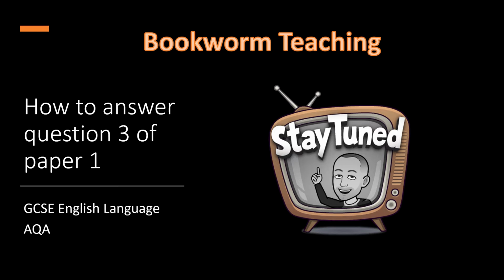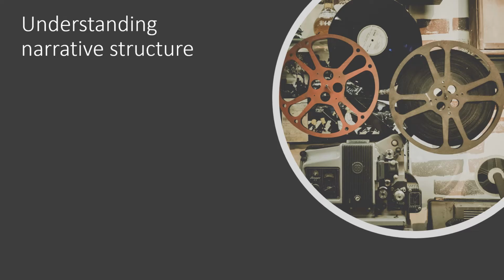Hi guys, today's lesson is on how to answer question 3 of paper 1. This is for GCSE English Language for AQA. So first thing is understanding narrative structure. This is how a story is put together. So there's some key terms that we can use when we're answering our question 3. But this is also good for question 5, paper 1, knowing how to structure and write a story yourself.